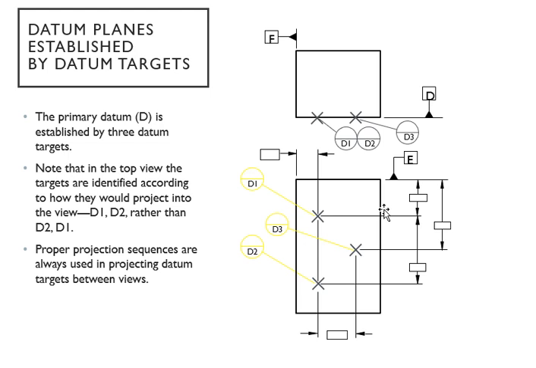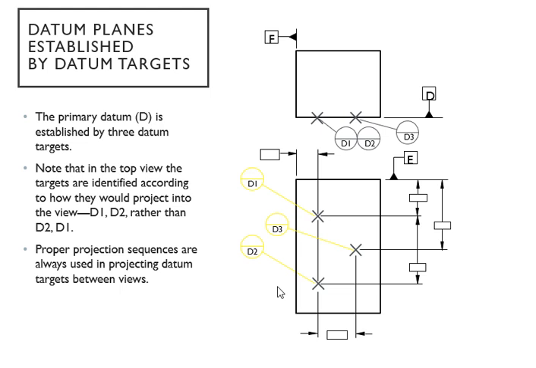Note that in the top view, your targets are identified according to how they will project into the view, which is D1, 2 and then D2, 1. So we're going D1 and then D2. You can see the D1 on the top, and then go down. This is your front view, and that's your top view. Meaning D1 is going to come on top, and then D2 down in your top view.